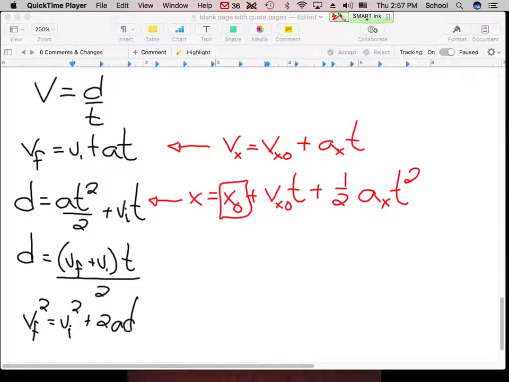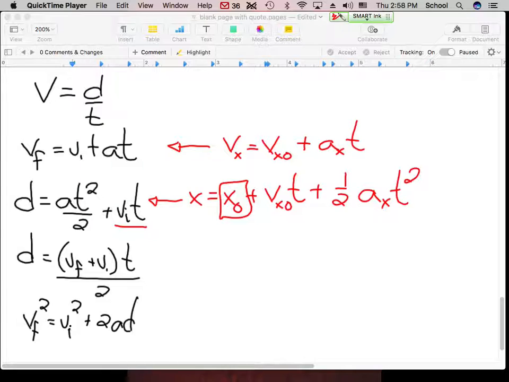And then this is again v initial times t, which, hey, looks just like v initial times t there. And we have the 1/2 at squared, which is just the same as at squared over 2. So that part's not a whole lot different. And again, the a and the v initial have to be in the same direction. That's why they both have the little x there. That makes sense? Yeah. Okay.